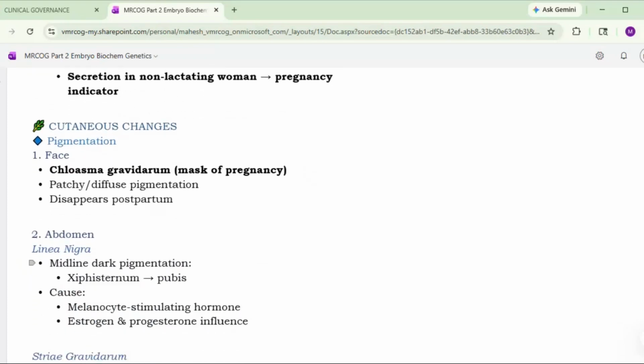So there are changes which are happening in the skin also. So what are the cutaneous changes? There is a pigmentation. So in the face also, what you see is a chloasma gravidarum. That is the mask of the pregnancy. It will be patchy, diffuse pigmentation. It disappears after the delivery. That is postpartum. It will disappear.